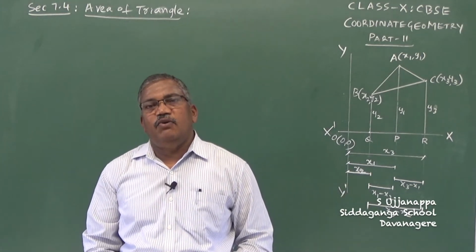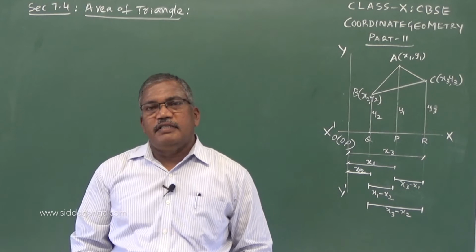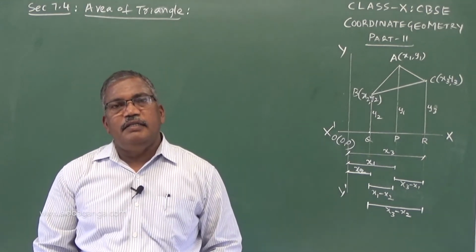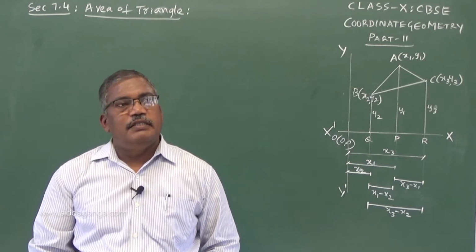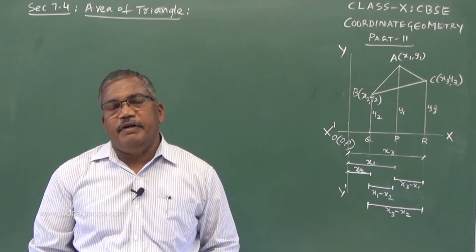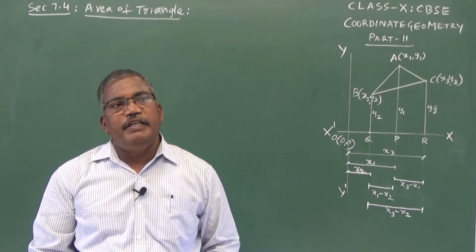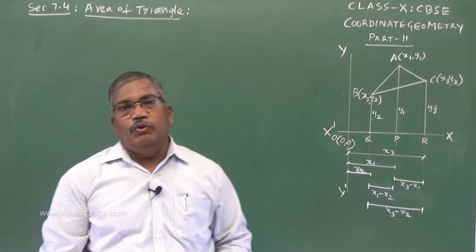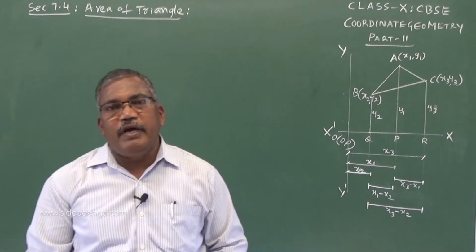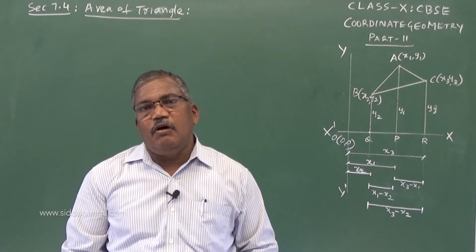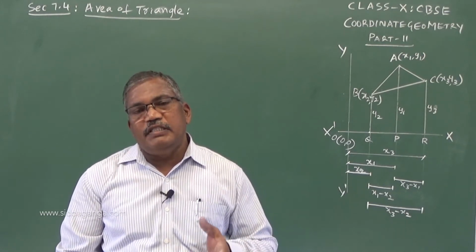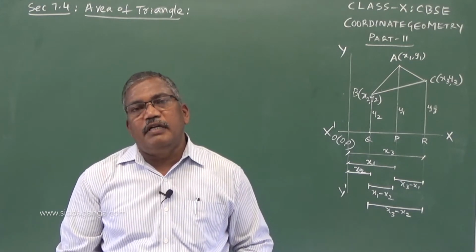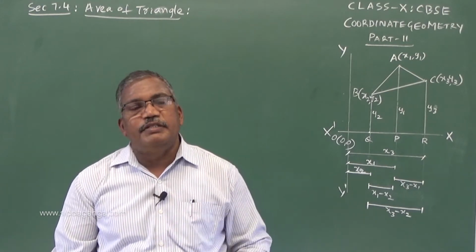So today in coordinate geometry we shall study how to find the area of a triangle when the coordinates of the vertices of a triangle are given. You know how to find the area of a triangle when the side lengths are known. The standard formula is area of triangle equals half base into height, where base is the base length and height is the perpendicular distance from the vertex to the base.